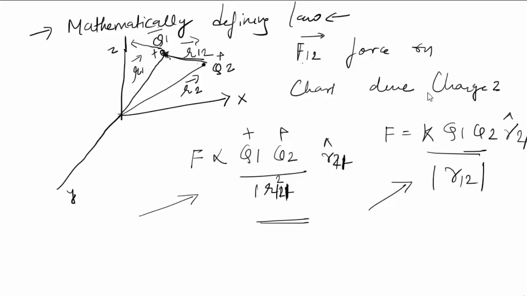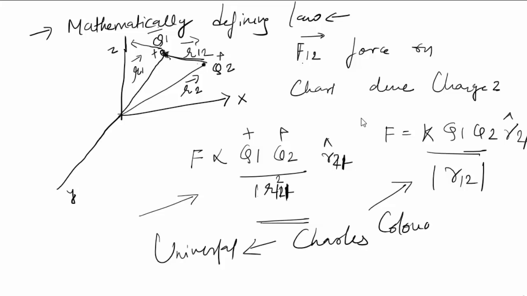This is a universal law in the field of electrical engineering and was defined by Coulomb. The scientist who defined it was a French scientist and his name was Charles Coulomb, and he did that in the 17th century. So this is a mathematical representation of Coulomb's law.